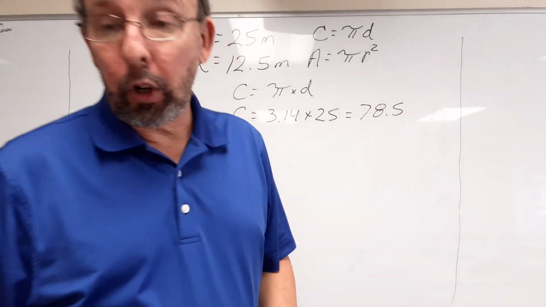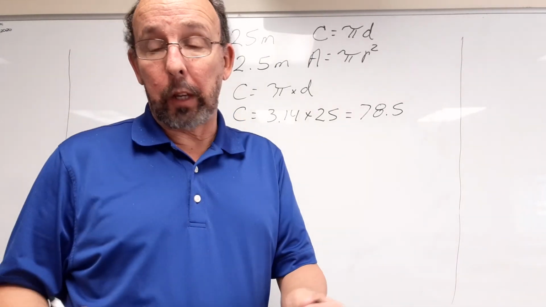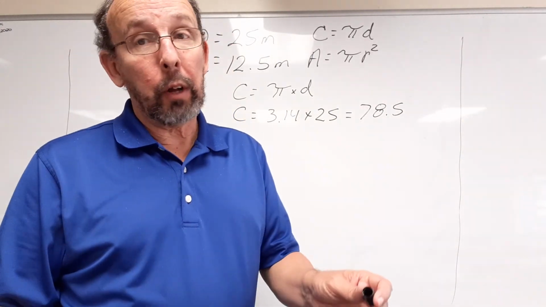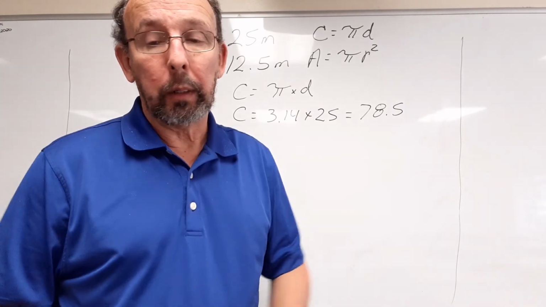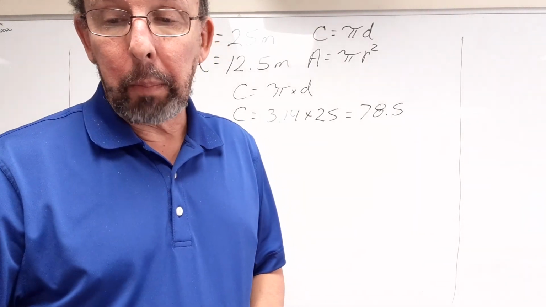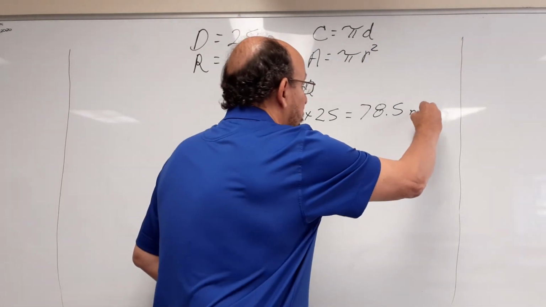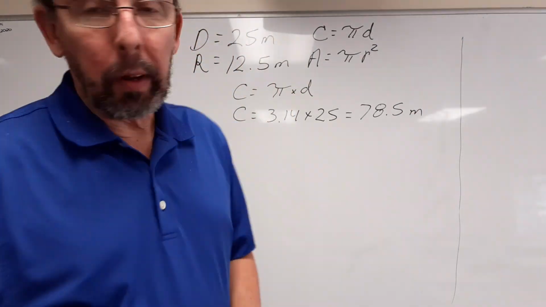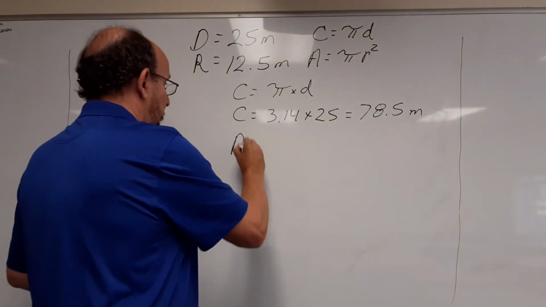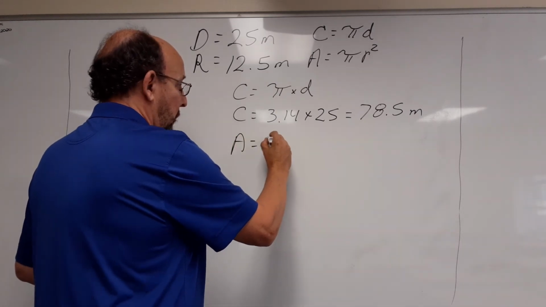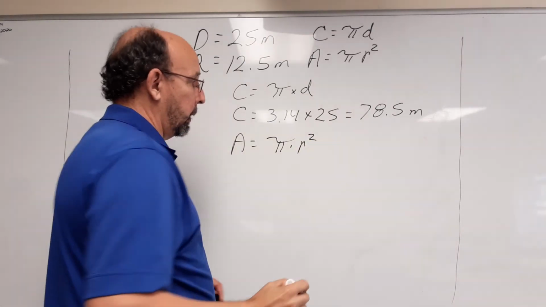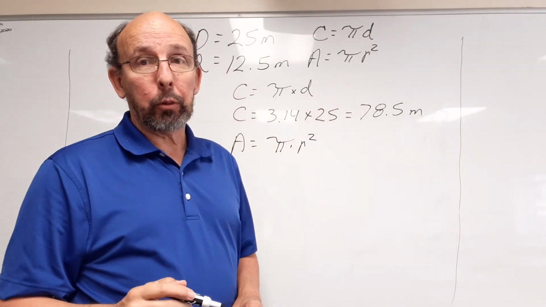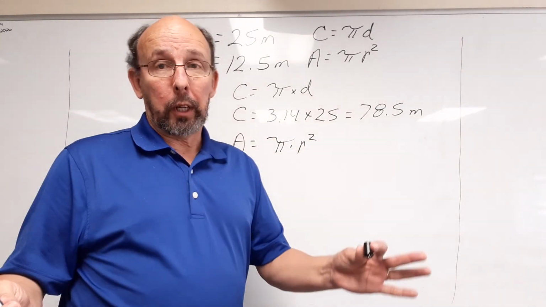Sometimes I'll have you round it off to the nearest whatever, okay, as you see there. You can round off to hundreds. Look at the thousands place, round off to hundreds. You can do that. So, 78.5 meters. Right? Now, area. Area equals pi times the radius squared. Pi times the radius squared. Let's take a look at that.